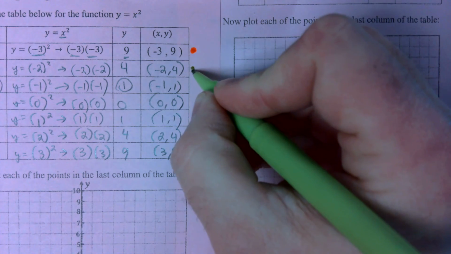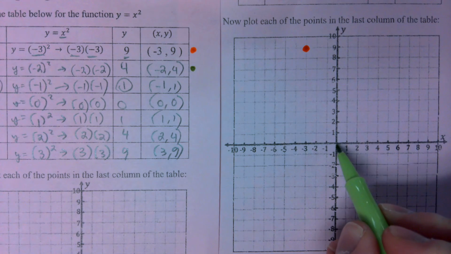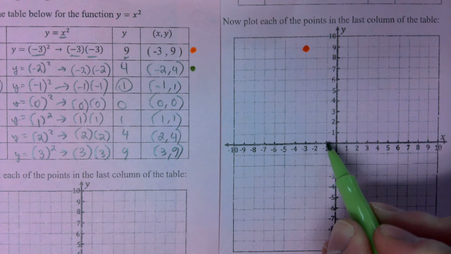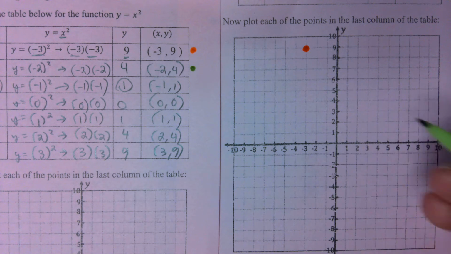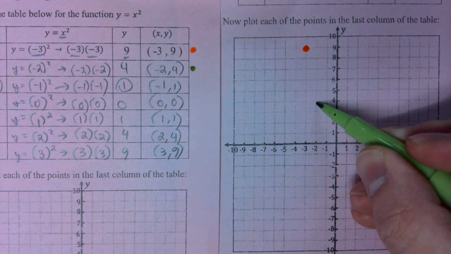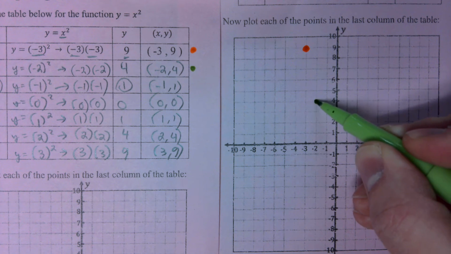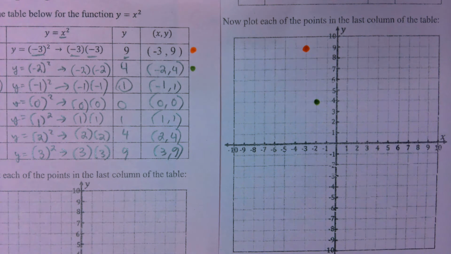Next one is at negative 2, comma 4. Again, we start at the origin. We go negative 2 on the x, and then from there, we go up to 4 on the y. There's our second point there in green. So far, it looks like a straight line because we only have 2 points.